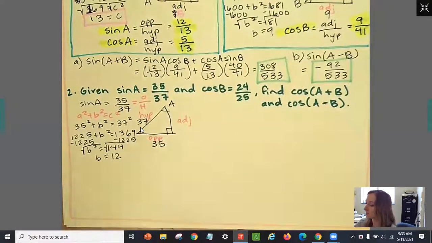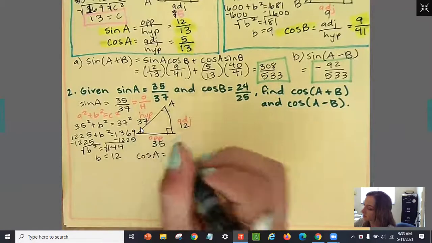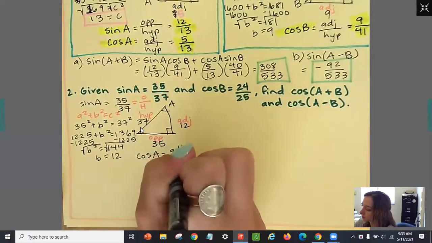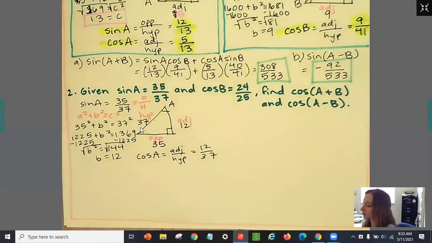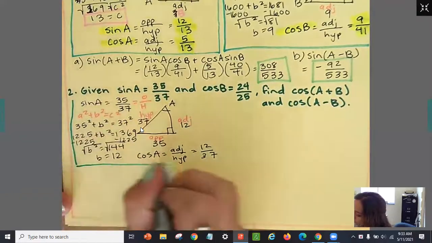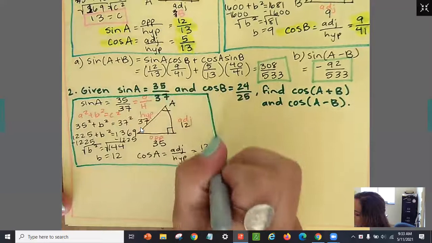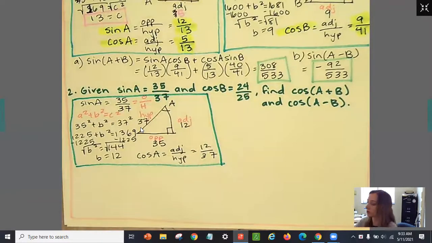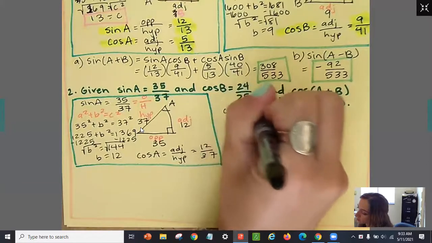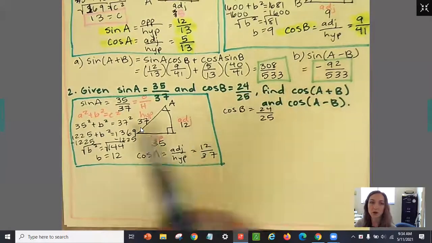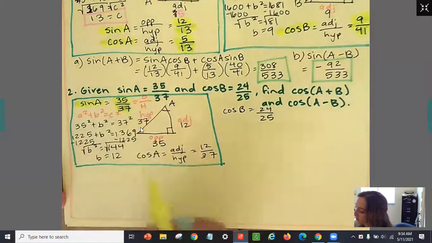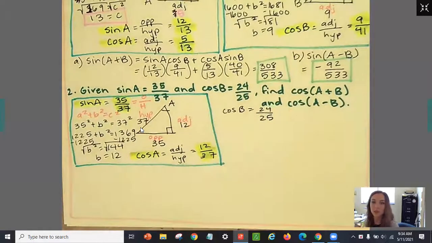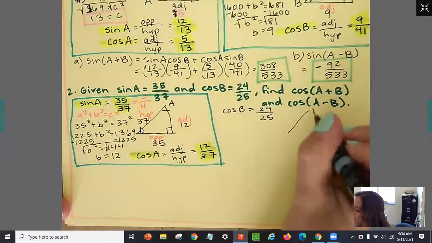Okay, so now we know the adjacent side is 12, and we can start solving for the cosine now. So cosine of A is the adjacent over the hypotenuse. So this is going to be 12 over 37. Okay, so now let's go with our second scenario, which is our cosine of B equals 24 over 25. And by the way, we already had sine of A, which is one of the values that we're using. So that's why we didn't solve there for the sine of A. Okay, so cosine of B, let's set up this scenario.